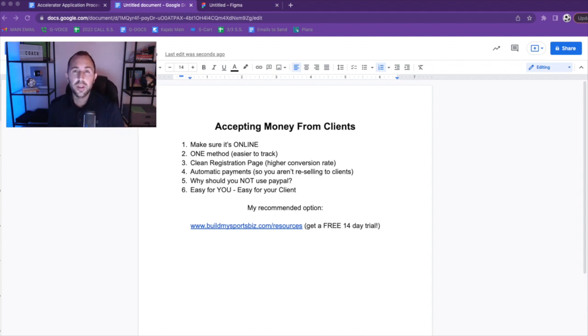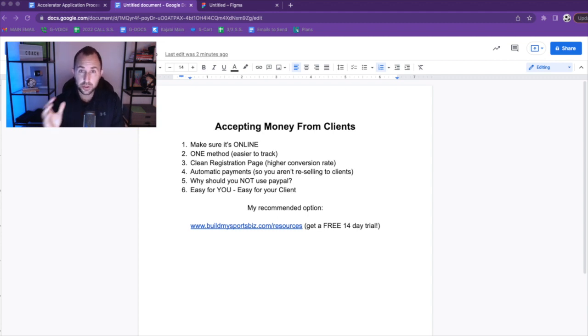Now, number one, and I have this document pulled up here so you can see this. You want to make sure when you get paid, it's done online. You don't want to do this where clients can pay you in person. If they pay you in person, they only pay you when they see you. If they don't show up that day, you don't get paid. So you always lose money if it's not done online. That is number one.